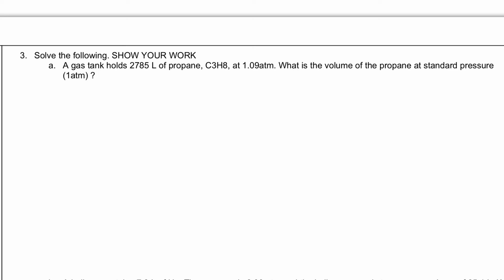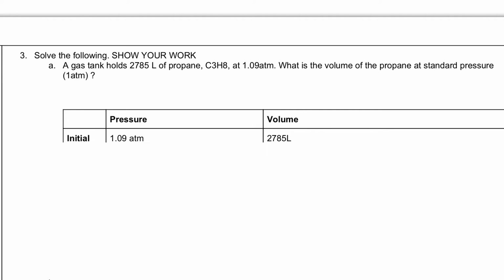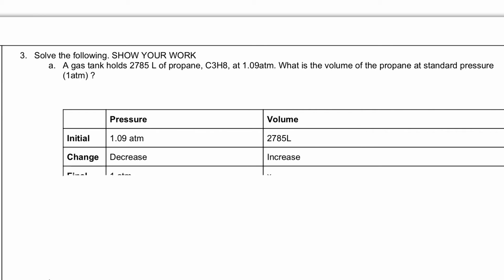So this question is about Boyle's law. It says solve the following. A gas tank holds 2,785 liters of propane at 1.09 ATM. What is the volume of the propane at standard pressure? So 1 ATM. So if I draw my box, my table, my initial pressure was 1.09 ATM. My initial volume was 2,785 liters. My final pressure was 1 ATM. And my final volume, we don't know, so I'm going to label it as X. And the change is the pressure decreased, so the volume must have increased.